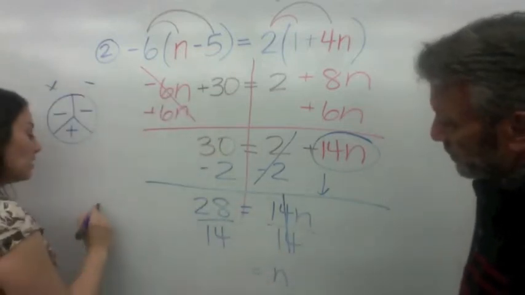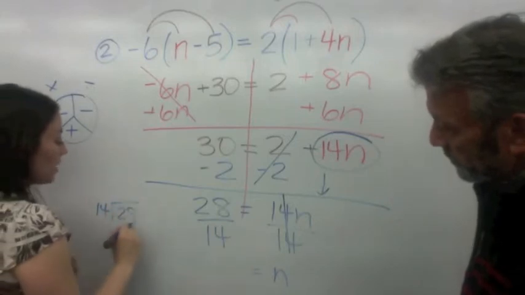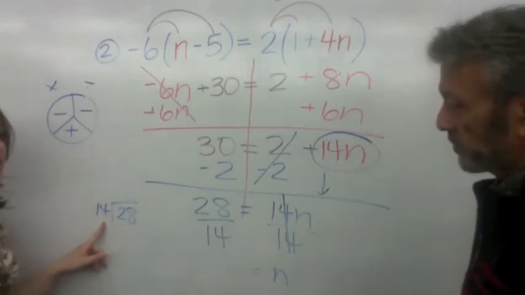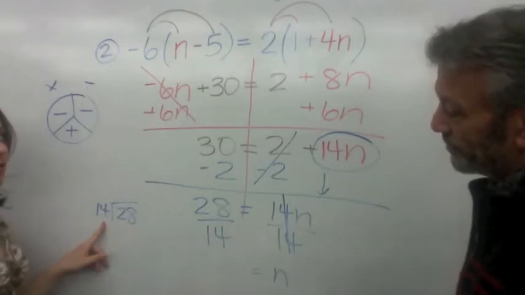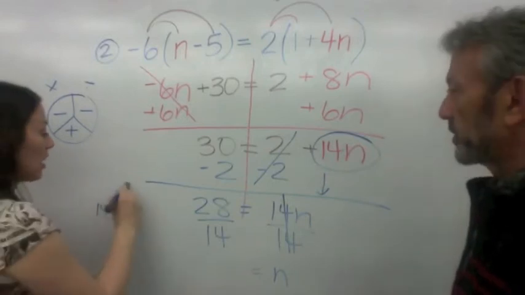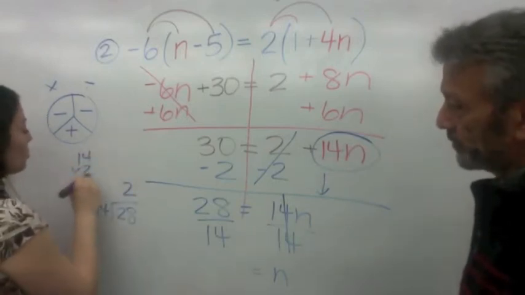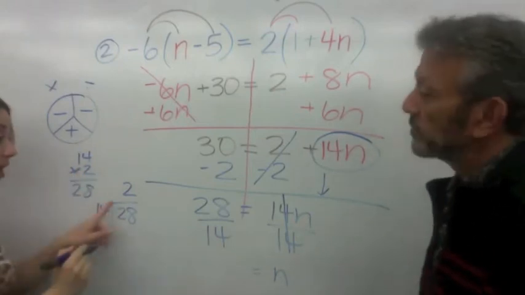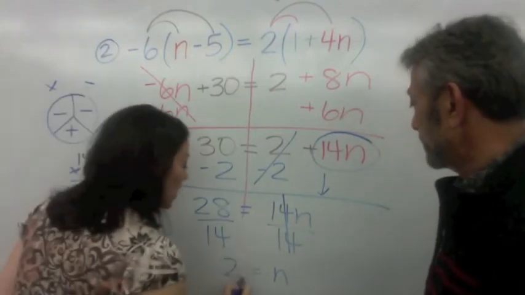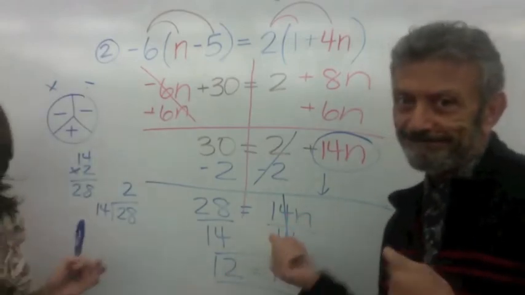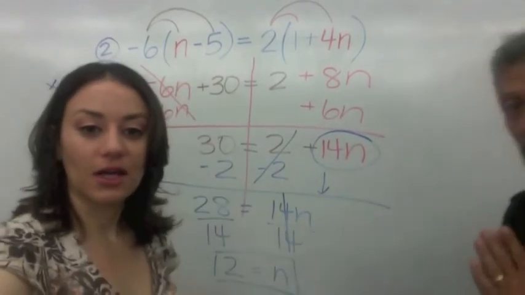How many times does 14 go into 28? Think about it. A lot of people don't know their 14 multiplication tables, but you don't really need to. So you think, well, 14 plus 14 is 28. Or 14 times 2. 4 times 2 is 8. 2 times 1 is 2. So it goes in twice. So n equals 2. Voila. Very good. Good job.